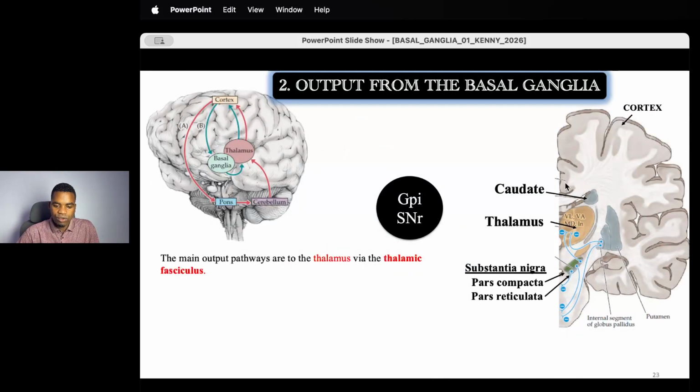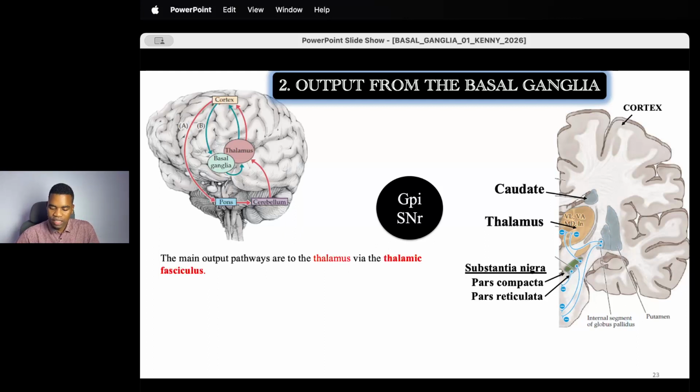Okay, now let's go to the output from the basal ganglia. The output gates from the basal ganglia are the globus pallidus internal segment and the substantia nigra pars reticulata. We have already discussed this. These are the main output gates. If you want to leave the basal ganglia system, you have to get out through these two nuclei. Number one, the internal segment of the globus pallidus, and number two, the substantia nigra pars reticulata.